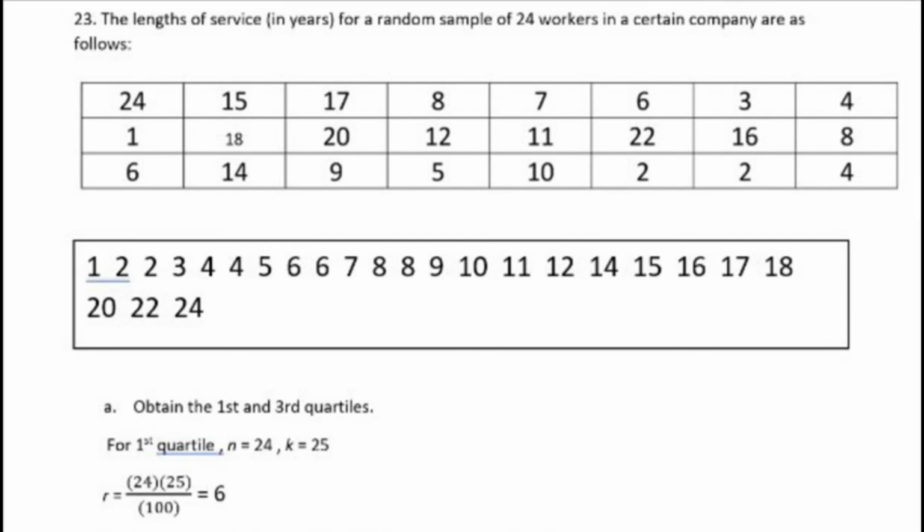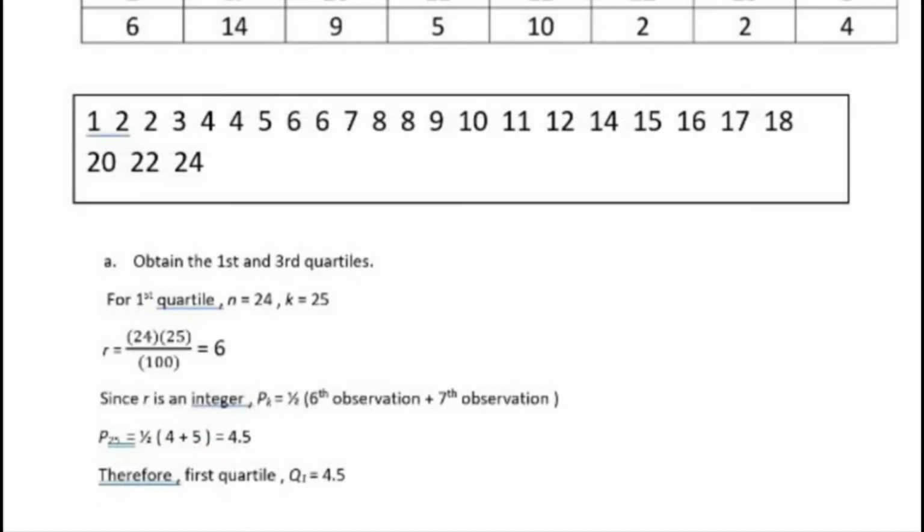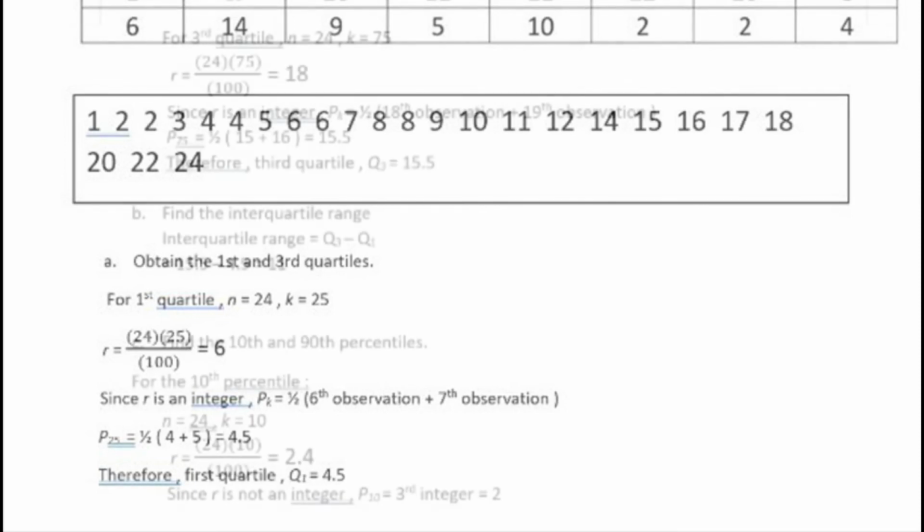So I'll be presenting the question. The lengths of service in years for a random sample of 24 workers in a certain company are as follows. So for part A, I have to obtain the first and third quartile. For the first quartile, I use the equation R equals nk over 100, and I got the answer 6. Since R is an integer, the first quartile is 4.5.